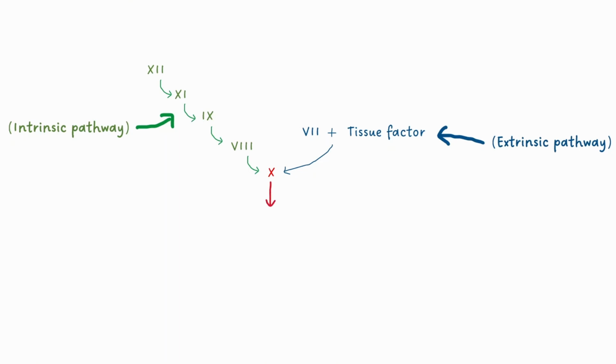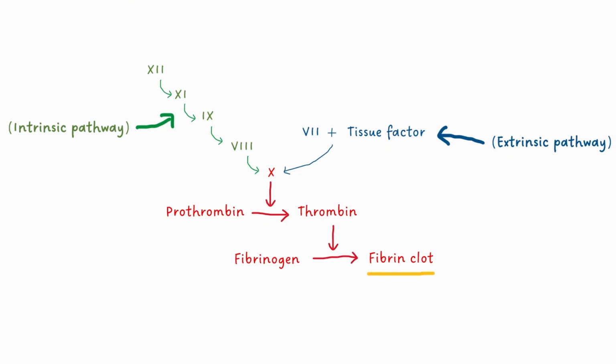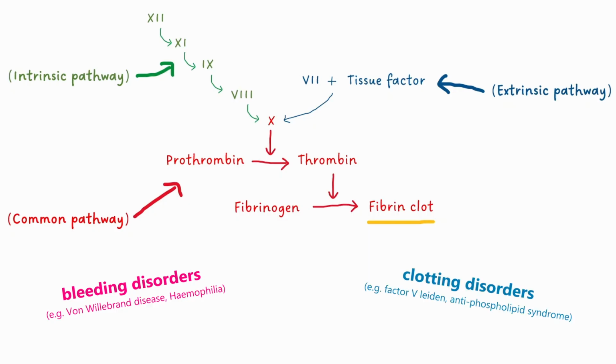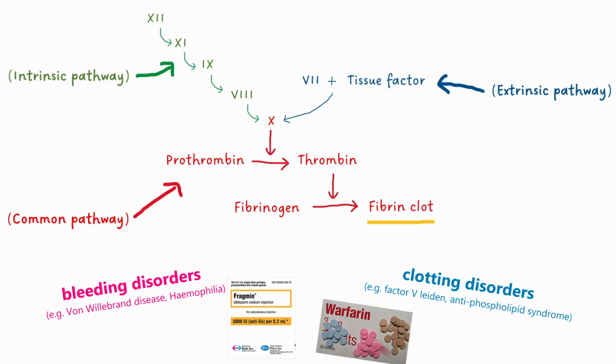Factor 10 is the start of what we call the common pathway, whose aim is to convert prothrombin to thrombin, which in turn converts fibrinogen to fibrin. Fibrin is the end stage of this whole pathway, which will help form the blood clot. There are a few diseases that can occur when this pathway doesn't work enough, in other words, bleeding disorders, or when it's unable to be reversed, i.e. clotting disorders. We can also manipulate this pathway with medications. We'll have a look at all of these in a few moments.